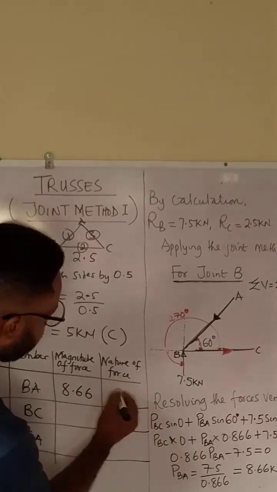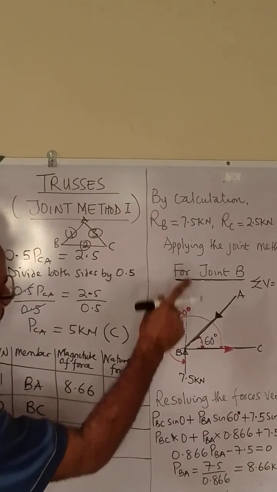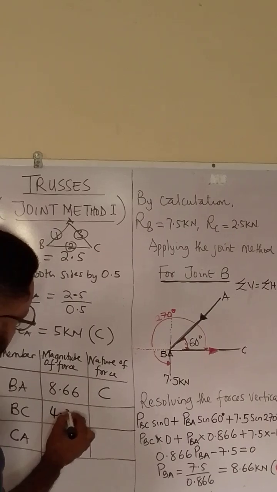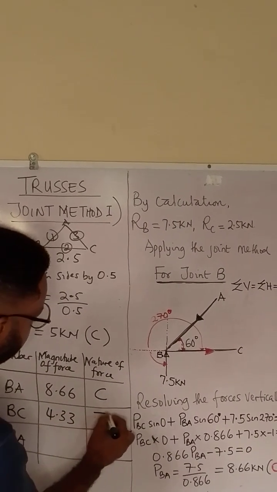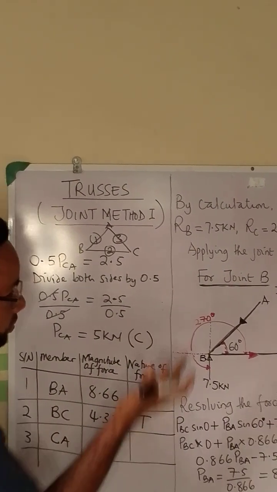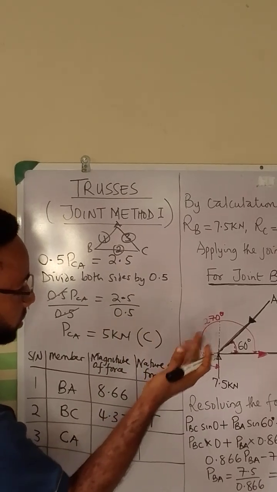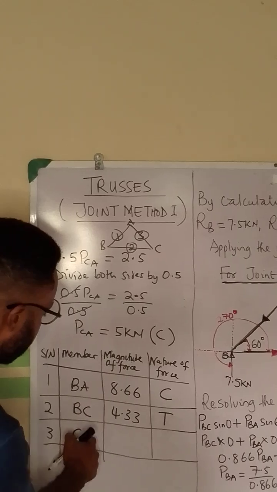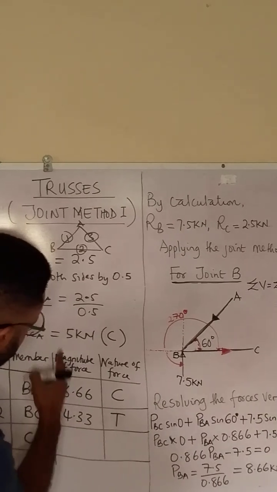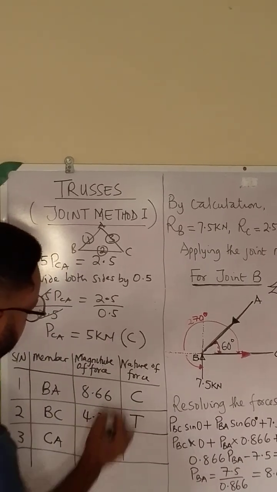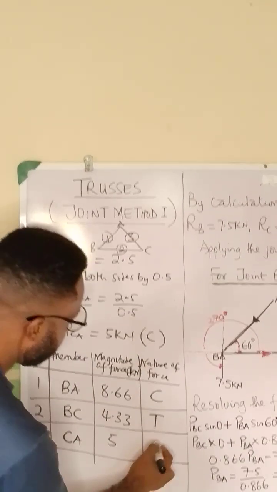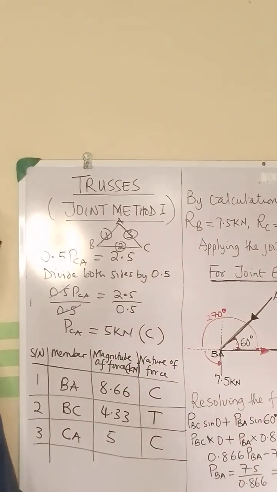The magnitude of the force, the size of the force for PBA, was 8.66, and the nature of the force was compression, so we write C. Then for BC it was 4.33, and the nature of the force was tension. Note during calculation this is negative, and that's why we're writing tension. So if you put the symbol for tension, you shouldn't add negative again. Now CA is 5 kilonewton. We can say the magnitude of force in kilonewton, and the nature is C, compression, because the answer was positive.